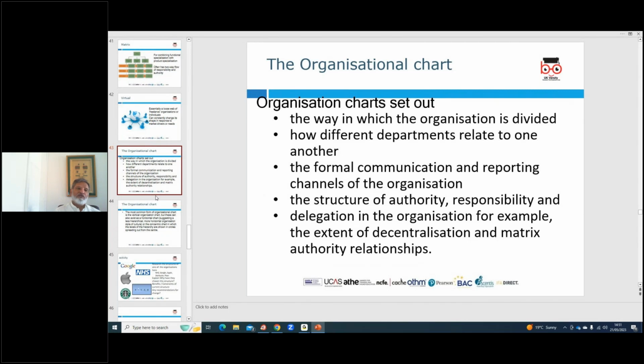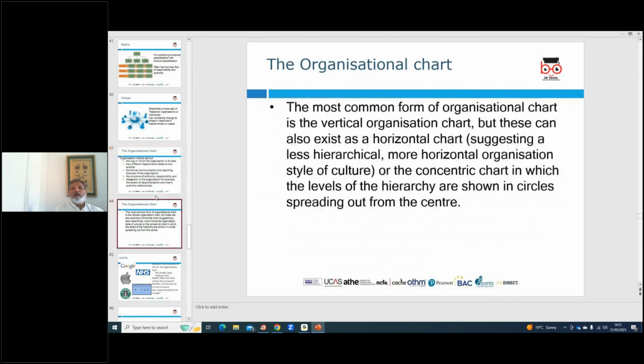So this organization chart is a diagram that sets out these responsibilities and lines of communication clearly, so that people are not confused. Okay, this is what an organizational chart is. The most typical form of chart gives you a vertical representation of the organization, but it doesn't mean to say that this is the only one.